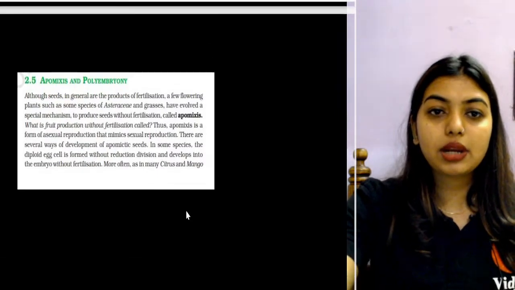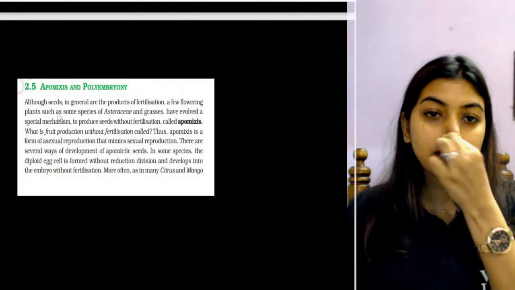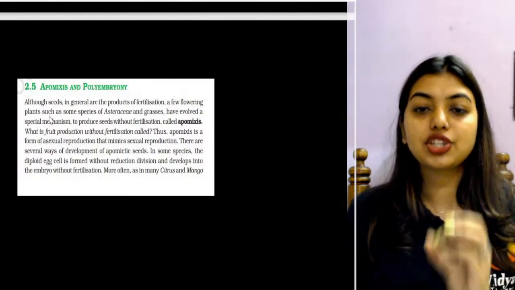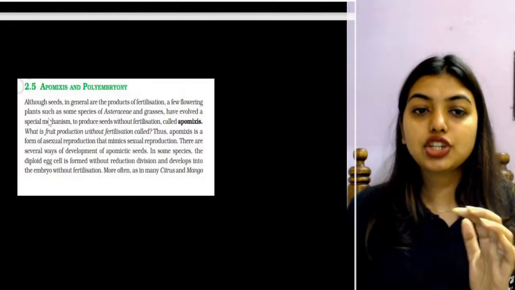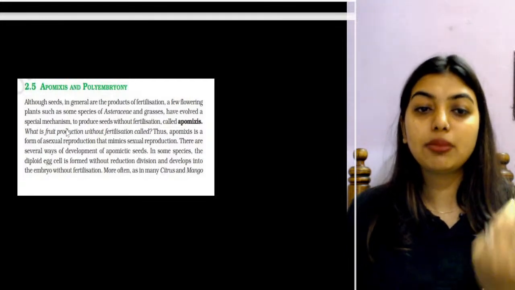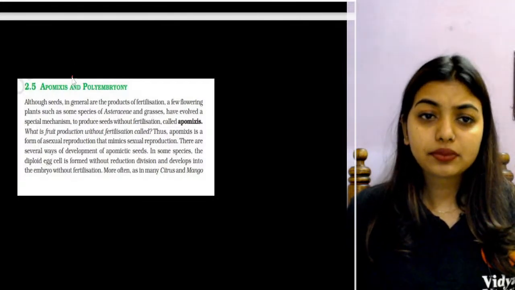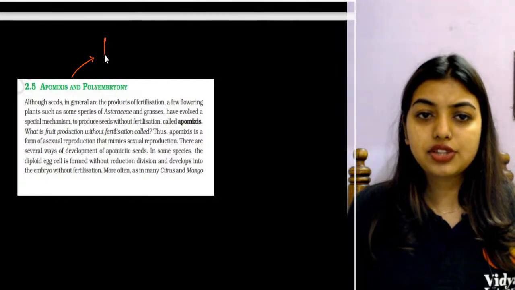Now we're coming to the last topic of this chapter, students: apomixis and polyembryony. Although seeds in general are products of fertilization, a few flowering plants, such as some species of Asteraceae and grasses, have evolved a special mechanism to produce seeds without fertilization. So understand the difference.